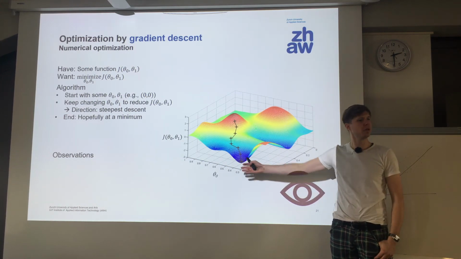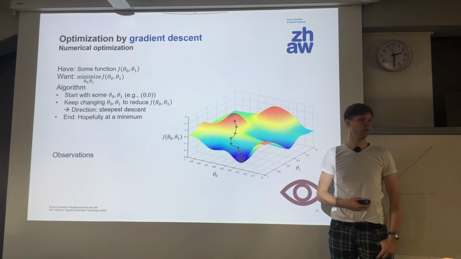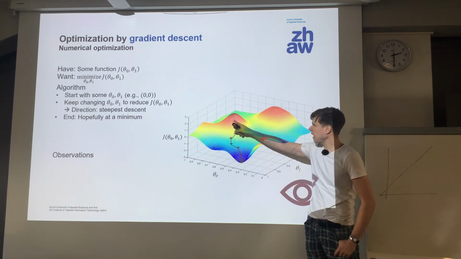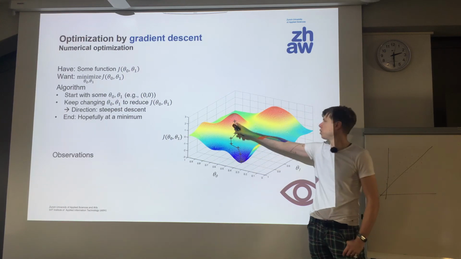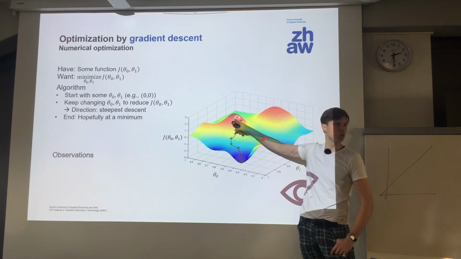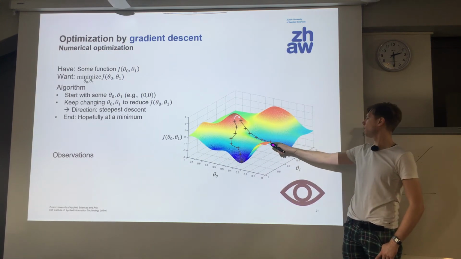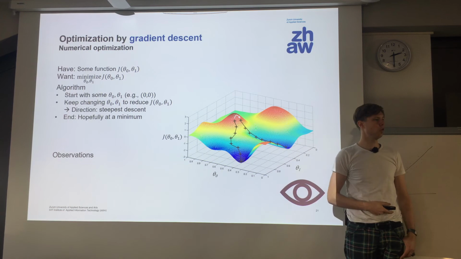Can you be sure that this is a global minimum? You can't. You just found a local minimum. And it's very much dependent on where you started. If you start somewhere else, just a little bit next to it, it might be that you end up in a different local minimum.